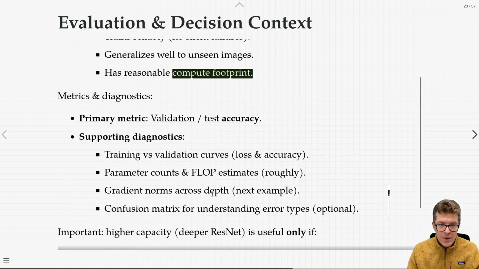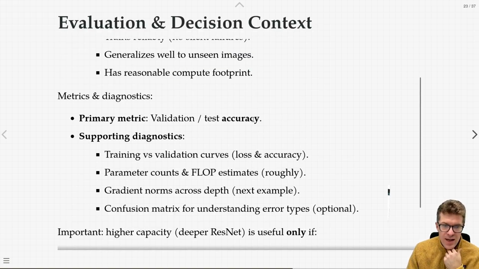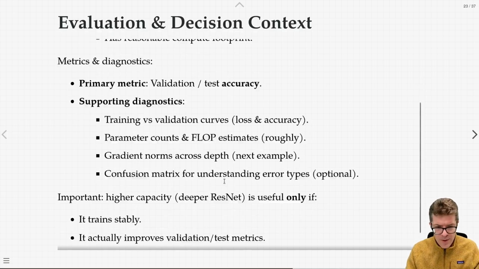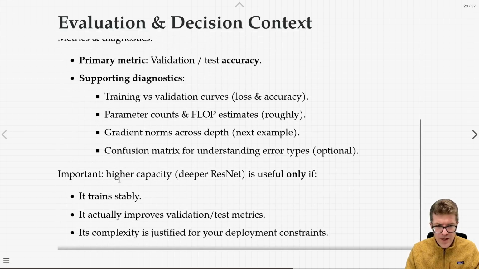All the regular diagnostics come into play. So validation and test accuracy, precision, recall, F1, and supporting diagnostics, so looking at the shape of the curves qualitatively matters. Parameter count matters, but FLOPs also matter, the floating point operations, how many operations you actually have to perform, which is kind of under the hood. We'll talk about that in a moment, but just mentioning it.